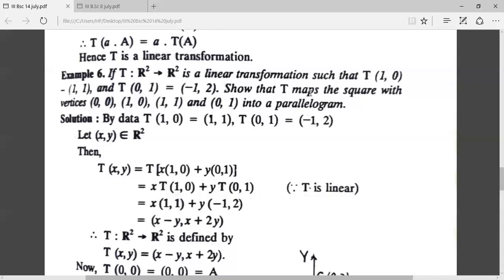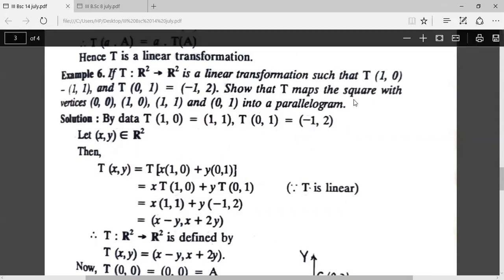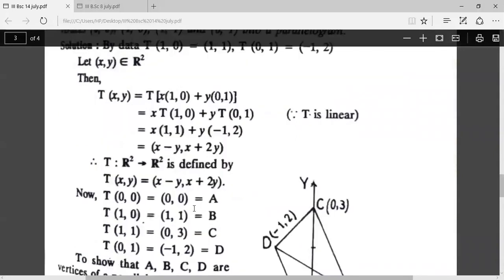Further, what is T of (1, 0)? It is given in the problem itself, that is (1, 1). Substitute the value of T of (0, 1), that is (-1, 2). Add the corresponding components now, that is (x minus y, x plus 2y). So now T from R2 to R2, you have got the linear transformation.